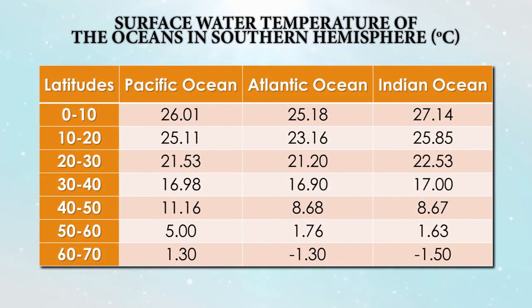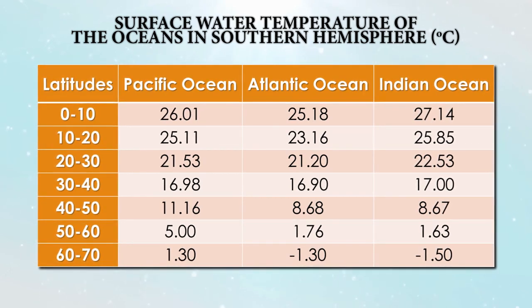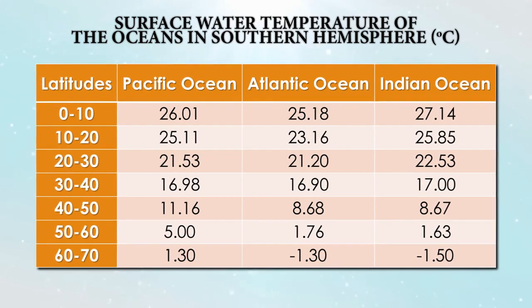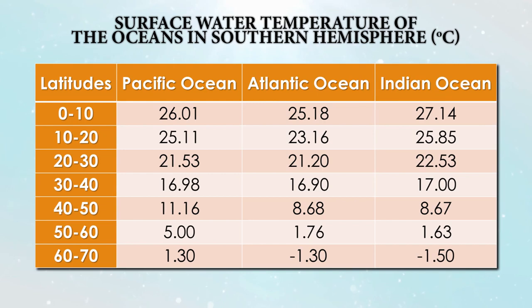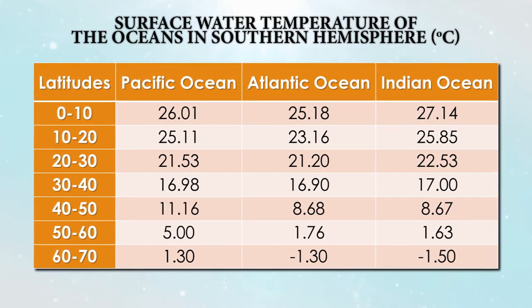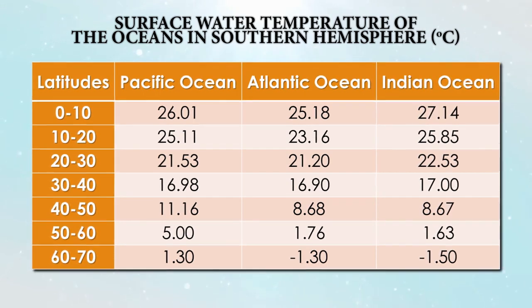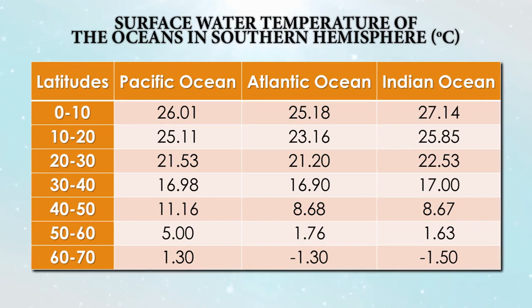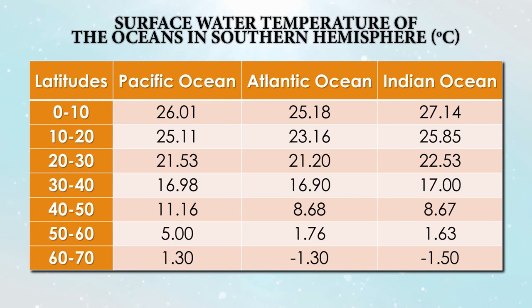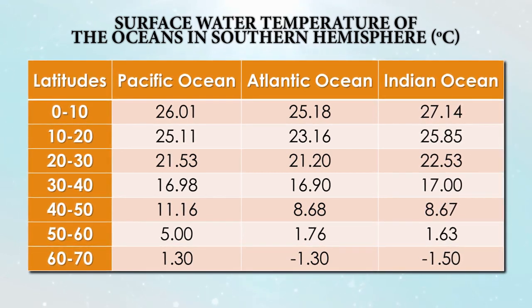And in the southern hemisphere you can see the decrease in temperature is more compared to the previous table, because between 60 to 70 degree latitudes in the Atlantic Ocean, temperature has reached about minus 1.3 degrees centigrade. This is because of the greater proportion of water in the southern hemisphere compared to the northern hemisphere, due to which temperatures are reducing at a higher degree as we go from the equator towards the poles.